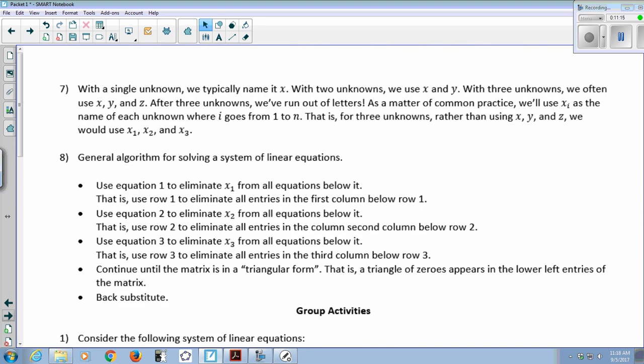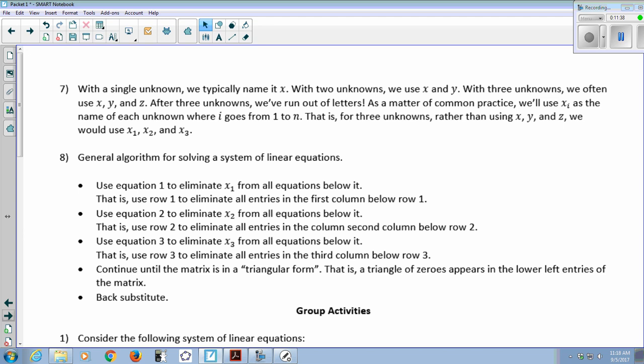All right, so just a couple of notation things. When you have one unknown, we typically call it x, 2, x and y, 3, x, y, and z. But after 3 unknowns, we've run out of letters. So as a matter of common practice, we use x sub i to name each unknown. So for 3 unknowns, instead of using x, y, z, we would use x1, x2, x3.